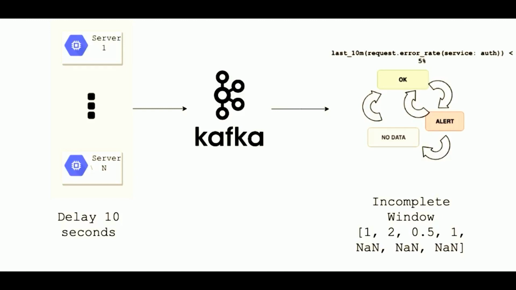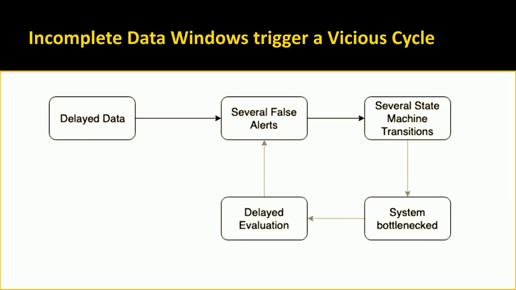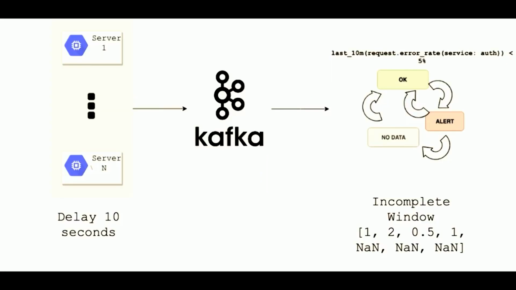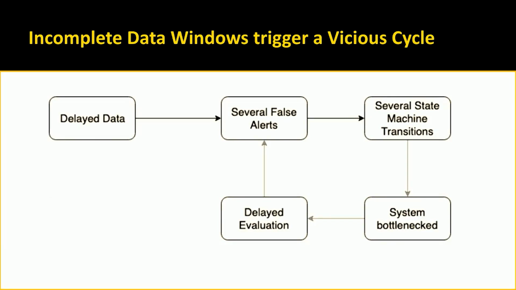And this can create a really terrible situation for our state machines, because what happens when we're experiencing systemic delay in the pipeline is that we trigger a vicious cycle where, because there's systemic delay, several state machines at the same time are transitioning to the no data state, which means that they do not have the data to actually make a judgment on whether the alert is okay or not. And as a result of those state machine transitions stacking up at the same time, we see several false alerts being triggered.